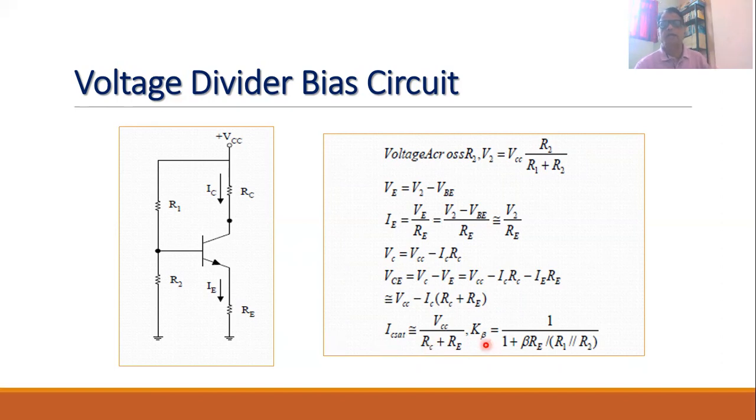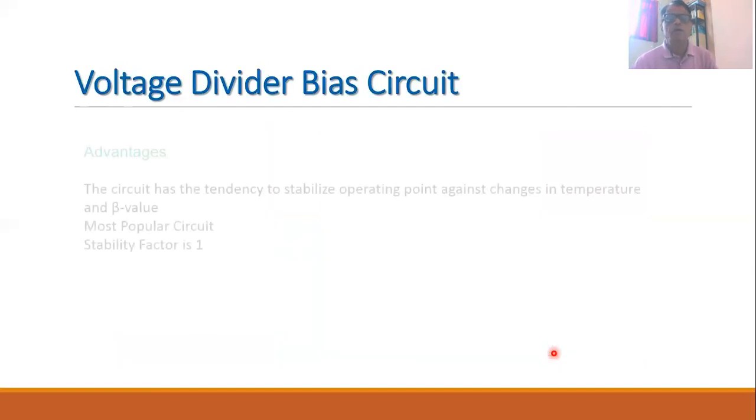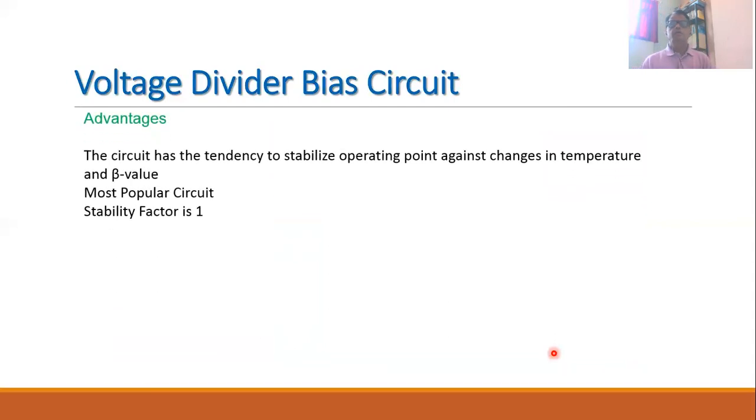The stability factor can also be determined using this formula: S is equal to 1 plus beta times RE divided by RE plus R1 parallel R2. So this is a very popular circuit. The advantage of this circuit is that it has a tendency to stabilize the operating point against any change in the temperature or the beta value of the transistor.